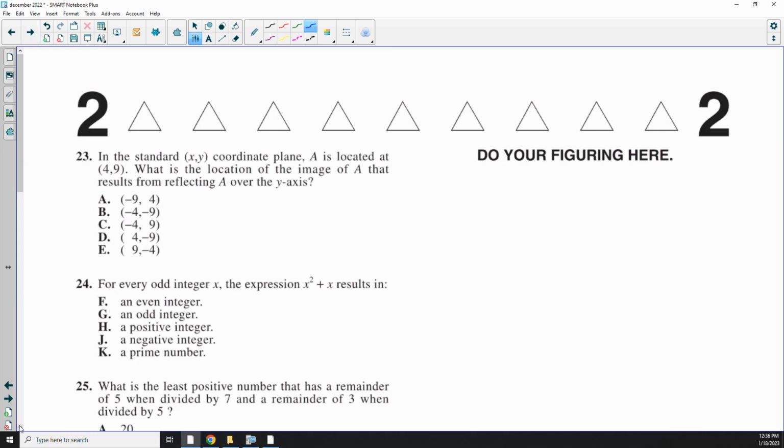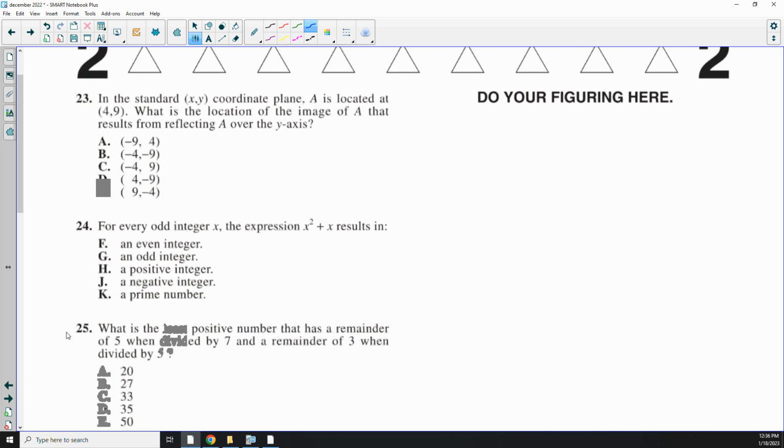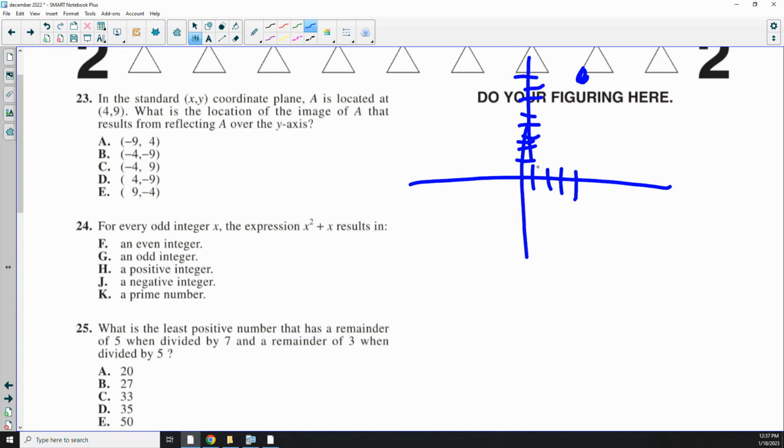23, they love to do this to you. They take a point located at 4, 9, that's 4 to the right and 9 units up, and flip it over the y-axis. So it ends up over here. Well, isn't that left 4 up 9? Choice C.